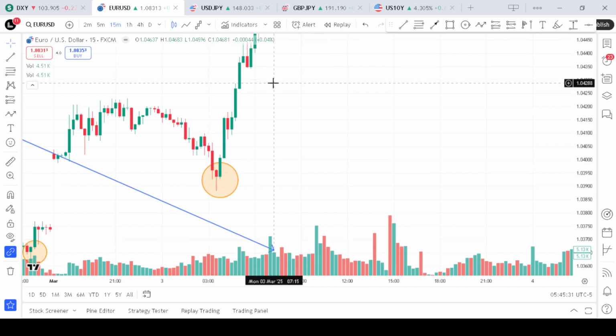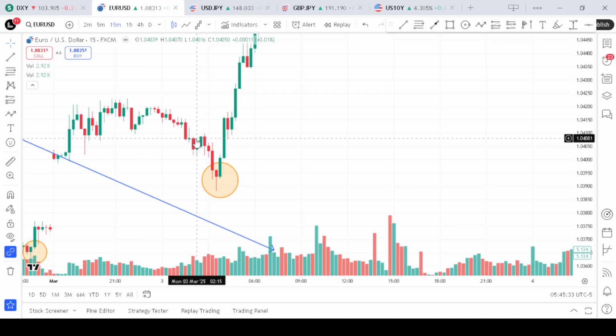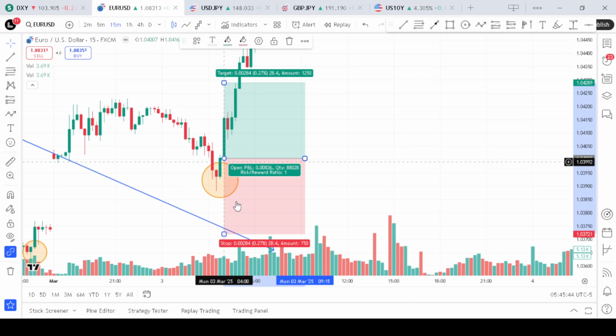Our entry point: we enter the trade when the candle following the hammer closes above the hammer high. As you can see, the candle after the hammer candle closed above the hammer candle, so we would enter the trade the moment the candle closes.